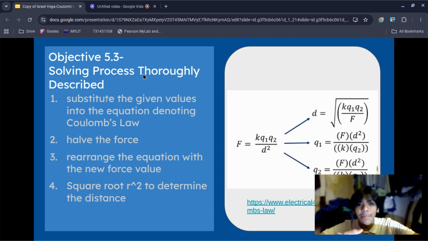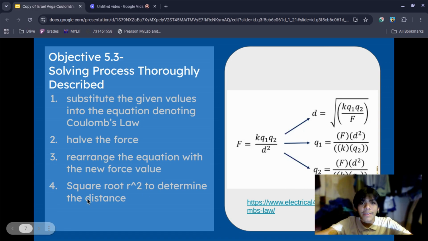And one thing you have to keep in mind when solving this problem is that you have to first substitute the given values into the equation that denotes Coulomb's law. You're given the distance and the two charges. And after that, you have to halve the force and rearrange the equation similar to as you see right here in this graphic. You're going to rearrange it, and then you'll square root r squared to determine the distance.